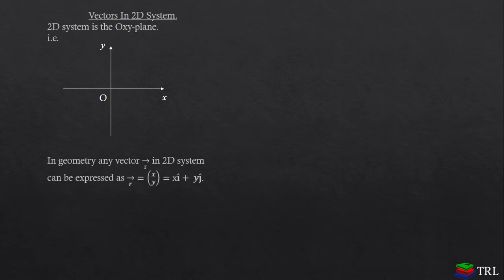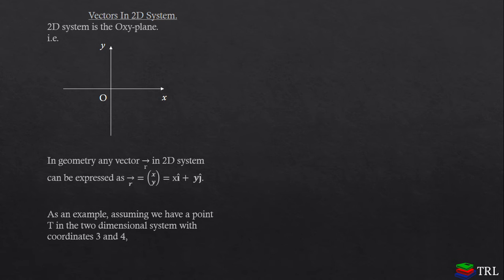Now let's first look at vectors in 2-dimensional systems. When we talk about the 2-dimensional systems, we're simply talking about the OXY plane or the Euclidean plane, that is, having the x-axis and the y-axis. In geometry, any vector in the 2-dimensional system can be expressed as the vector r equals (x, y), which also equals xi plus yj, where i and j are unit vectors along the x and the y axis respectively.